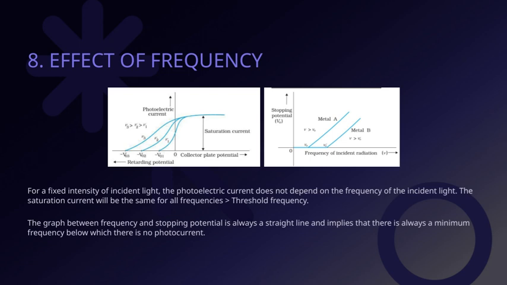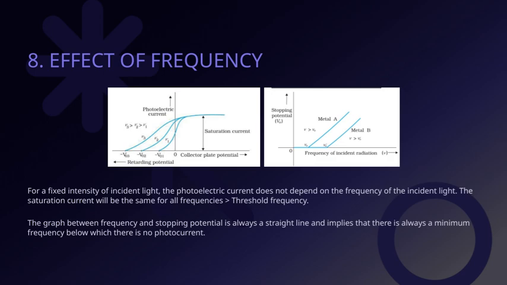You'll notice that it's always a straight line, which indicates a direct proportionality. This line also tells us something important. There's always a minimum frequency, called the threshold frequency, below which no photocurrent is produced. Now, when the incident light has a fixed intensity, the photoelectric current doesn't depend on the frequency of the light, as long as it's above that threshold.